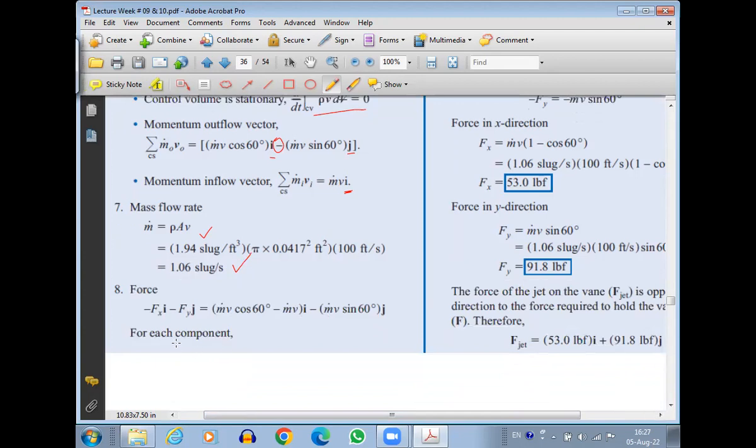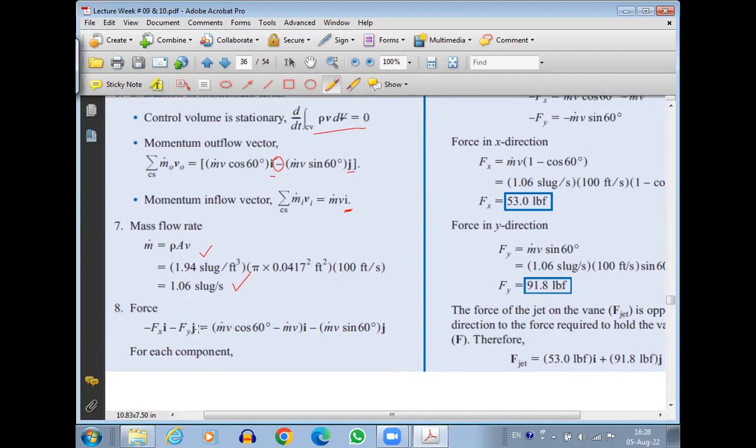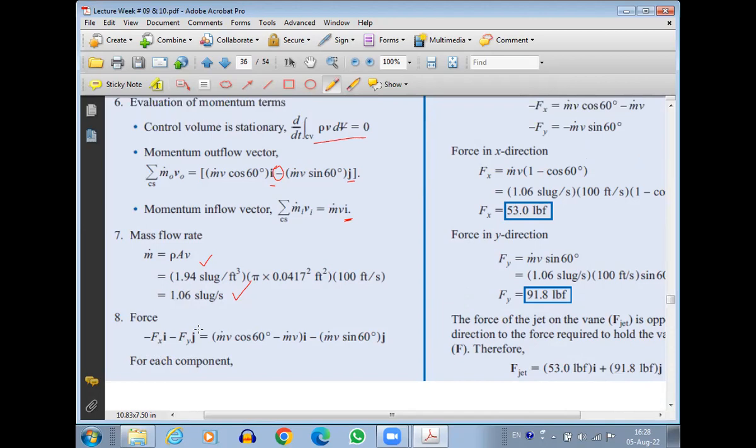Now we can write our main equation in the form of i and j components. Negative Fx i, negative Fy j, that's the force component. Then we have the mass flow out minus mass flow in. So mass flow out will be m dot v cos 60 minus m dot v, because this is the i component and this is the i component, so we couple the i components together.